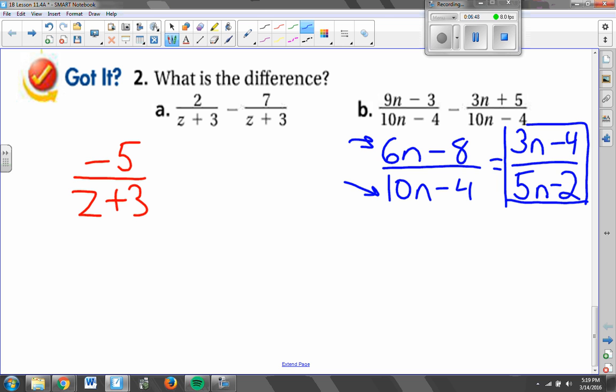If you have questions about anything, about adding or subtracting, without changing the denominator at all, please make a note to ask me in class tomorrow. Hopefully you remember factoring and canceling. If not, ask me questions on that as well tomorrow in class.